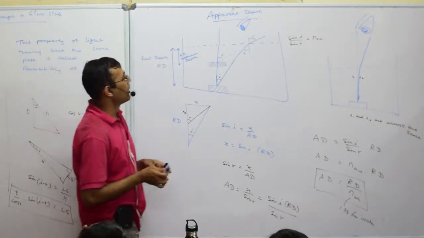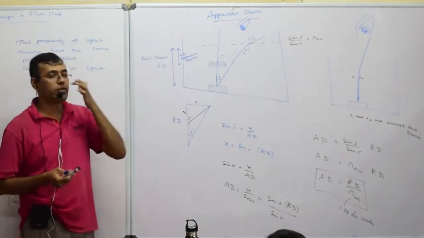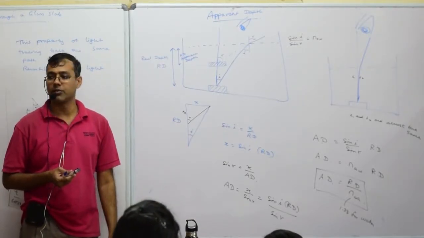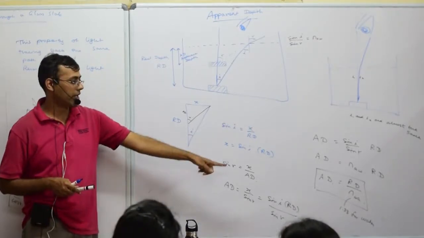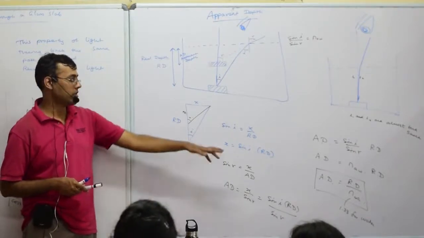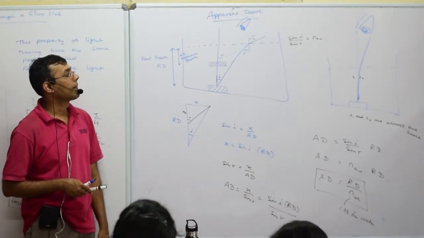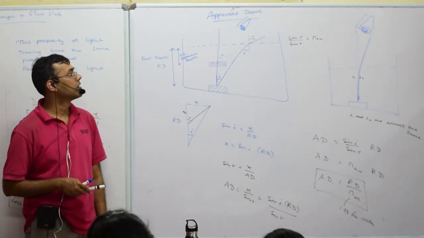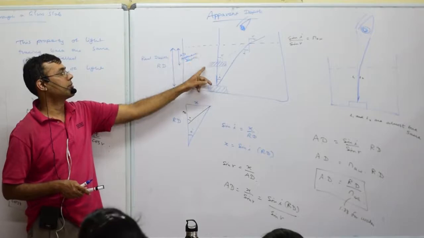So now tell me, this is the real depth divided by something bigger than 1. So the apparent depth will be smaller or bigger than real depth? Smaller, because it is divided by a number greater than 1. So you have to do this kind of double checking. That's all. So this is what is called apparent depth. Basically, apparent depth means the depth of the image.